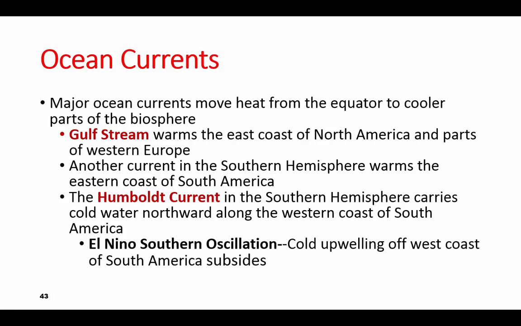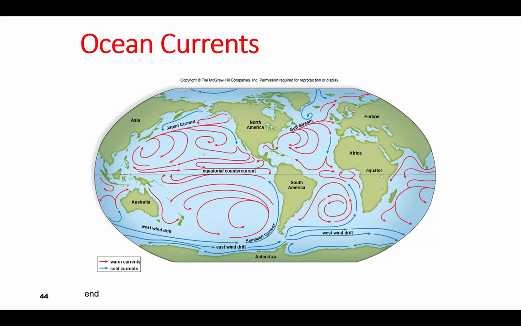Now, the last thing we want to talk about in this chapter is the ocean currents. Major ocean currents move the heat from the equator to the cooler parts of the biosphere. And if you look up here in the northern hemisphere, you see the Gulf Stream. That is a major ocean current. We hear about it here because it affects our weather tremendously. It warms the east coast of North America and parts of Western Europe.